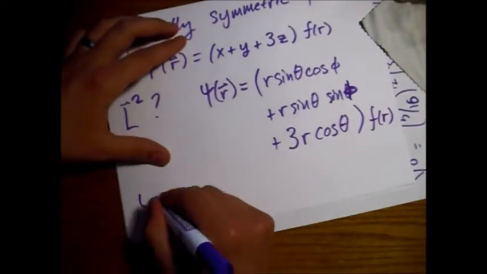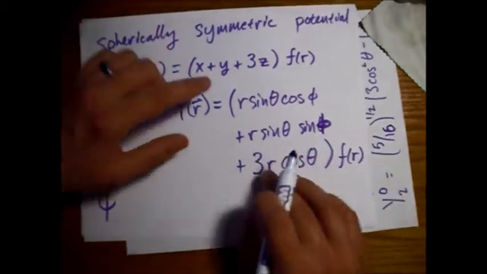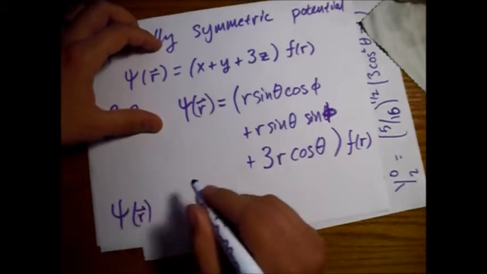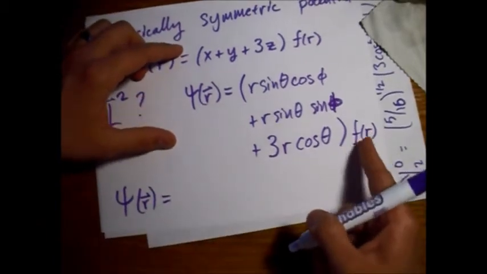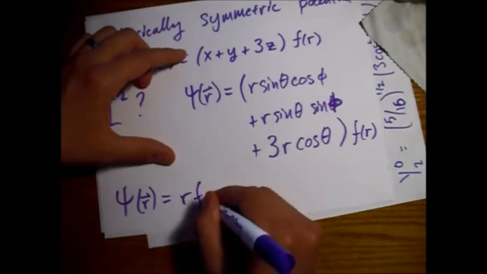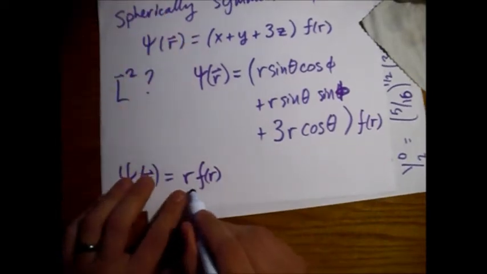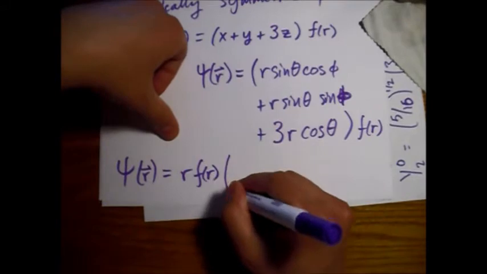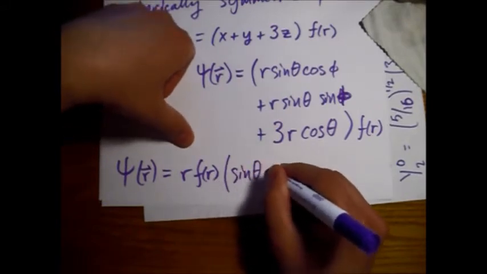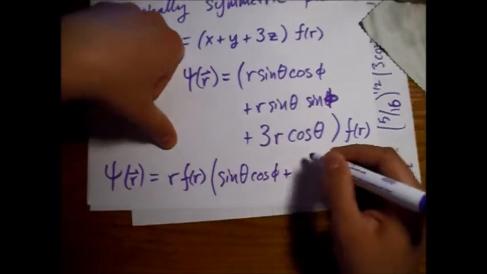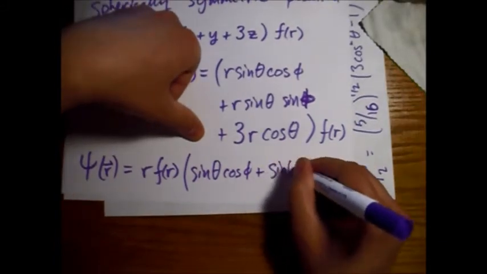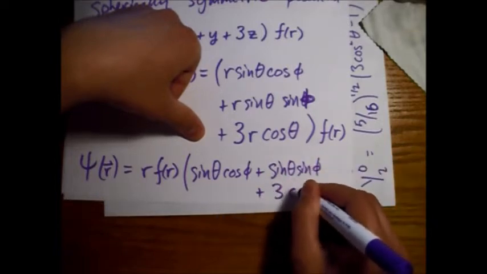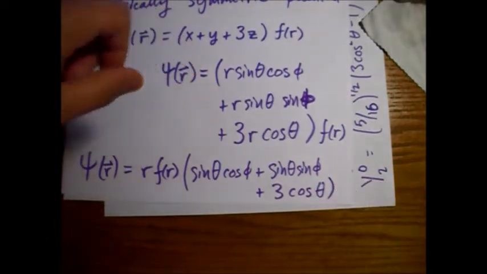Except now what I'm going to do is factor out this r, since r only depends on r, and stick it with the radial part. I'll just write that out here in the front. So this is like a new radial part, it's just our old radial part with an extra factor of r. Then sine theta cosine phi plus sine theta sine phi plus 3 cosine theta.